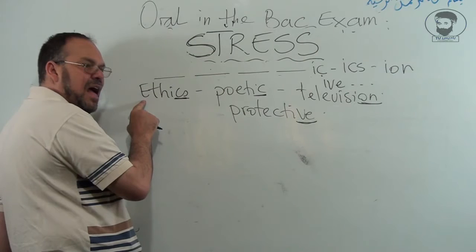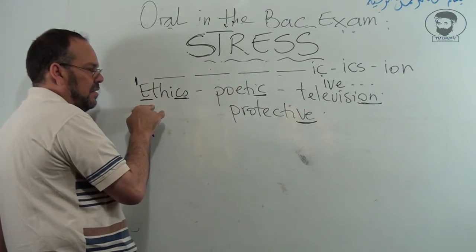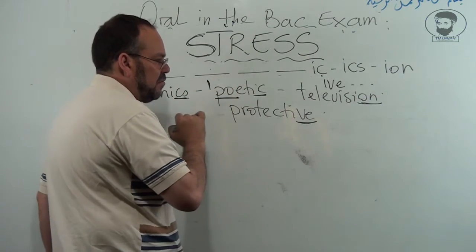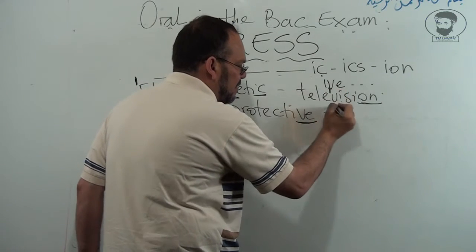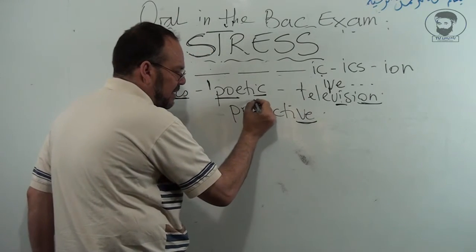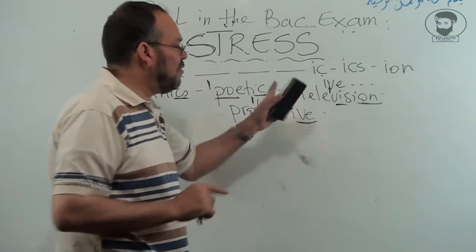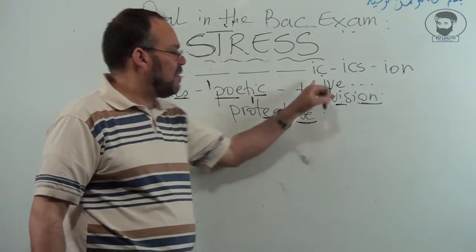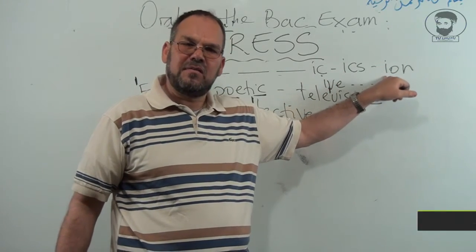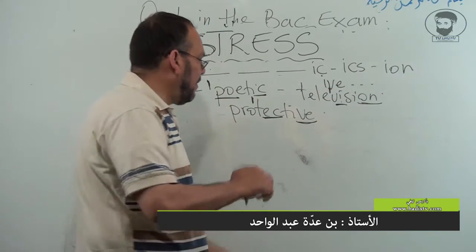You say ethics, on the first. You say politic, on the first. We say television, stress on this one. And protective, on this one. You ask me why? The rule is very easy. Whenever we find a word finishing with IC, ICS, ION, like -tion or -sion, for example, or IVE, you've got the word.